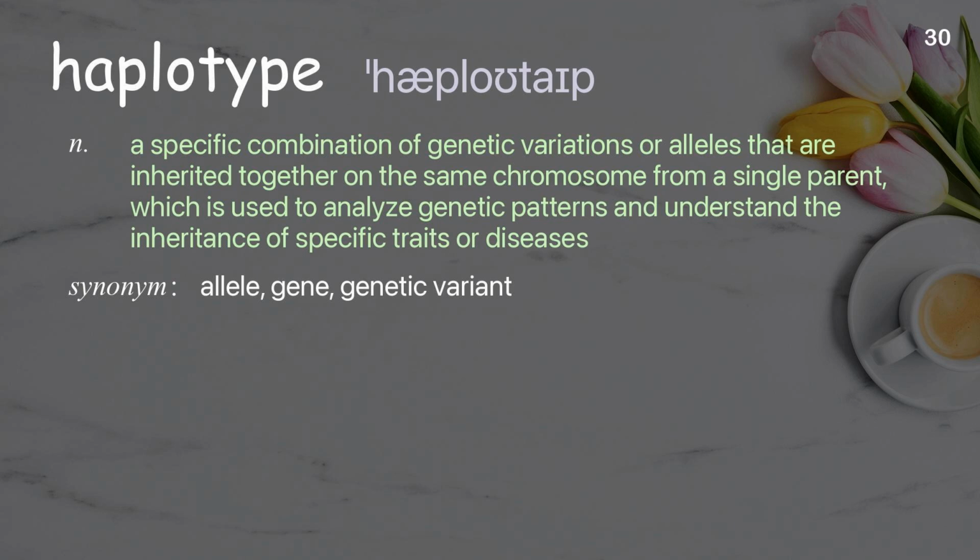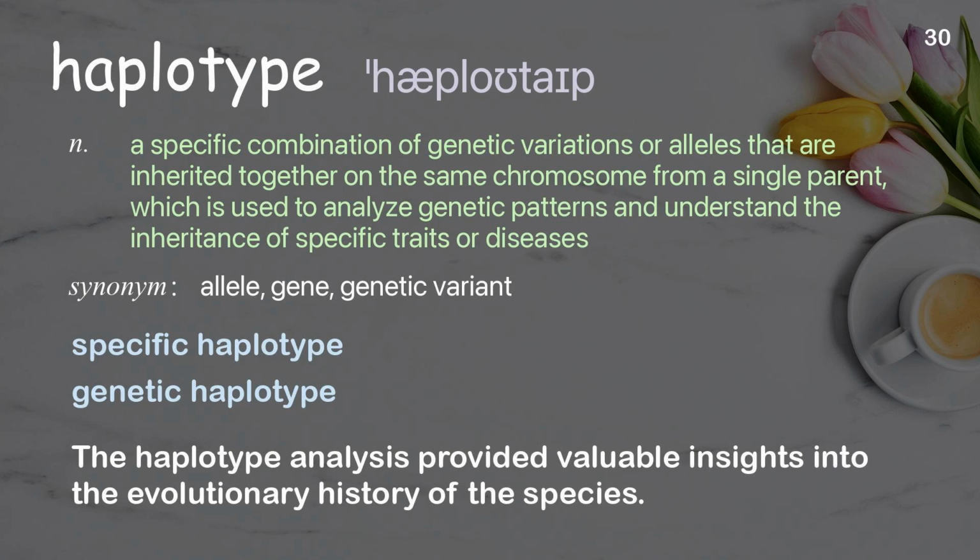Haplotype. A specific combination of genetic variations or alleles that are inherited together on the same chromosome from a single parent, which is used to analyze genetic patterns and understand the inheritance of specific traits or diseases. Examples. Specific haplotype. Genetic haplotype. The haplotype analysis provided valuable insights into the evolutionary history of the species.